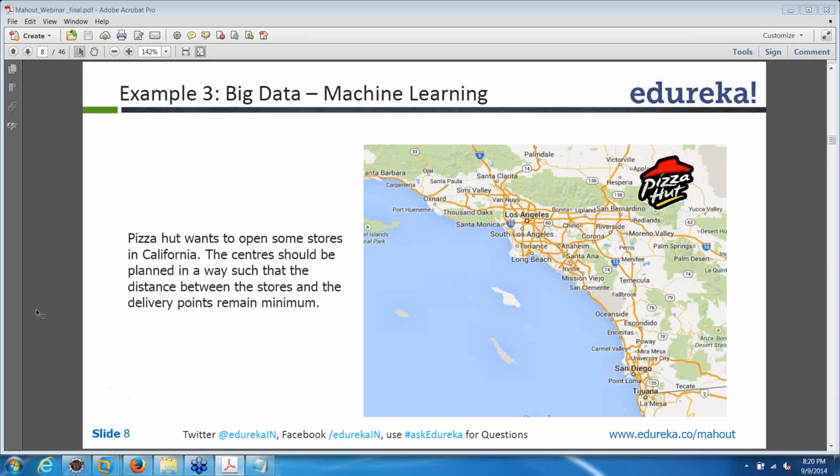Similarly, another main wing of machine learning is clustering. For example, we have a pizza example: a company wants to open some stores in California, and the centers should be planned in such a way that the distance between the stores and the delivery points remains minimum. That's the kind of analysis we have to find out.